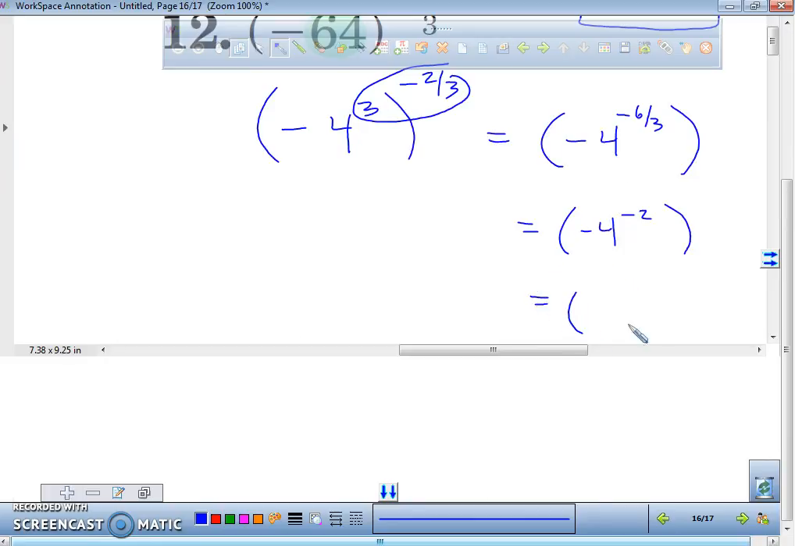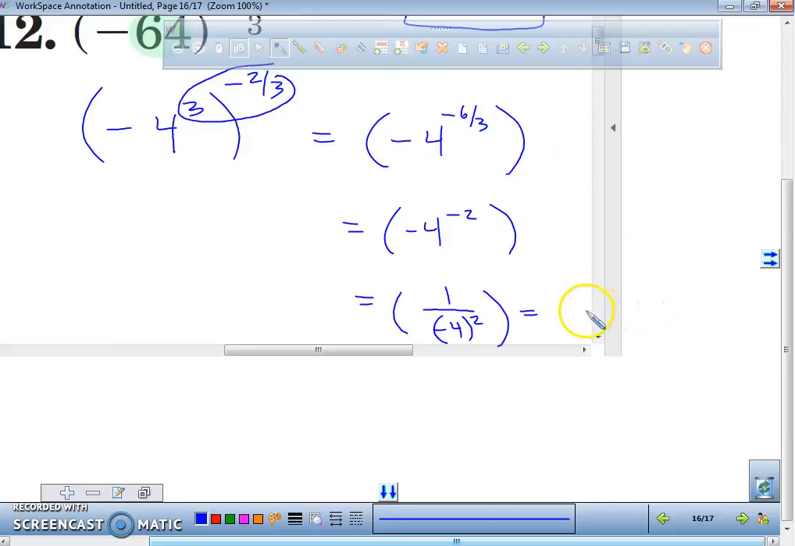Which equals a 1 over a what? Negative 4, right, which is being squared. So yes, your final answer is what? 1/16, because a negative times a negative ends up becoming a positive.